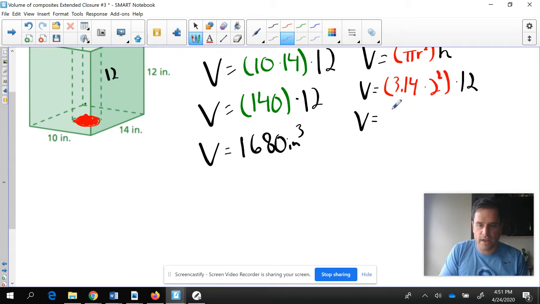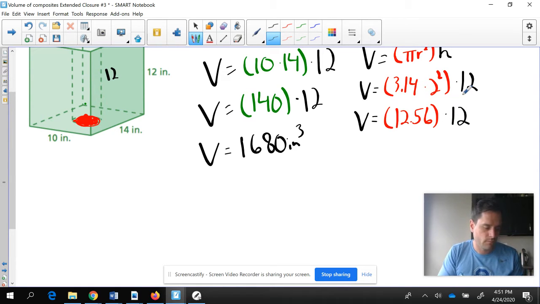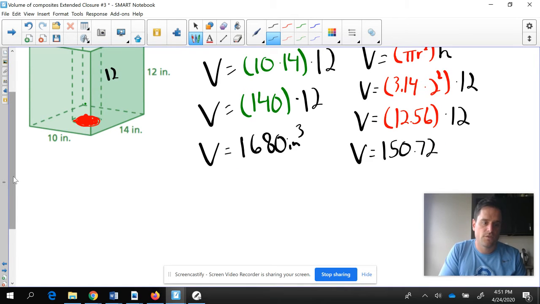And when you multiply that together, you can throw all this in your calculator, it will do order of operations correctly. And that's going to be 12.56. And you multiply that by 12. So times 12. And this is going to give you 150.72. So what do you do from here?